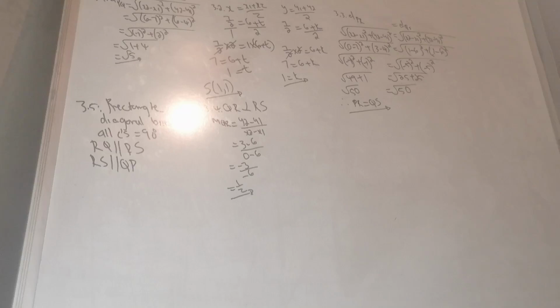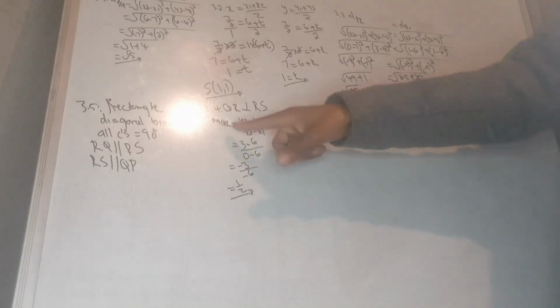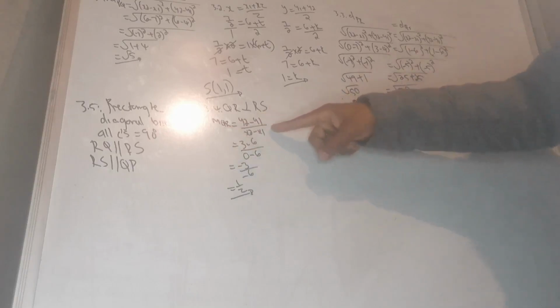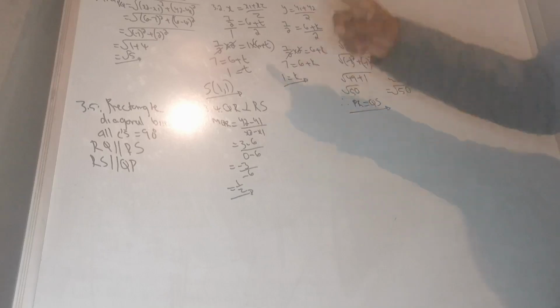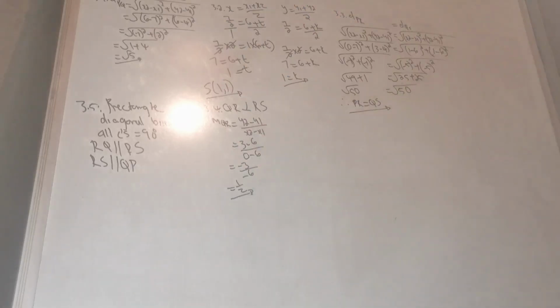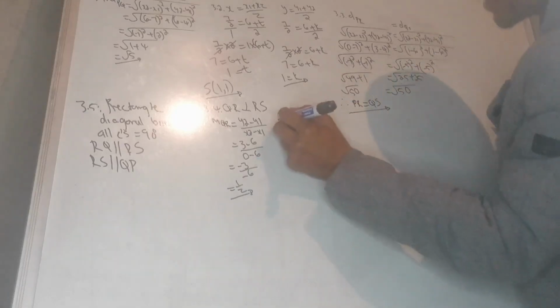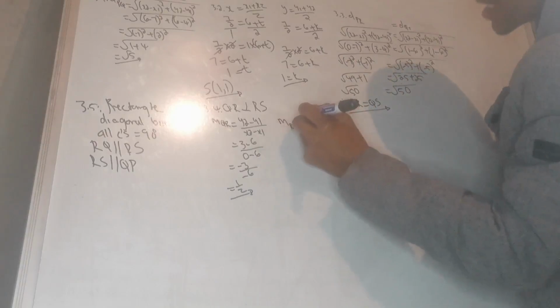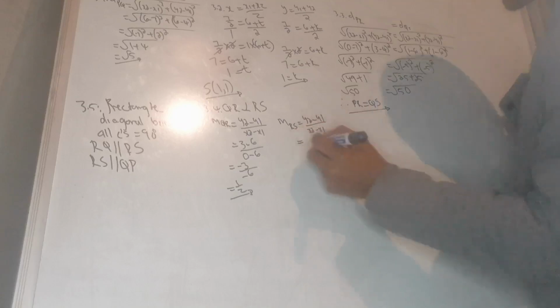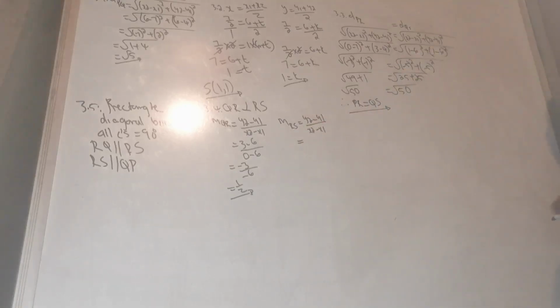Okay. What about the gradient of QR? We are saying the gradient is y2 minus y1 over x2 minus x1. We are taking the coordinates of Q and R, substituting here and finding 1/2. And then the gradient of RS is y2 minus y1 over x2 minus x1.